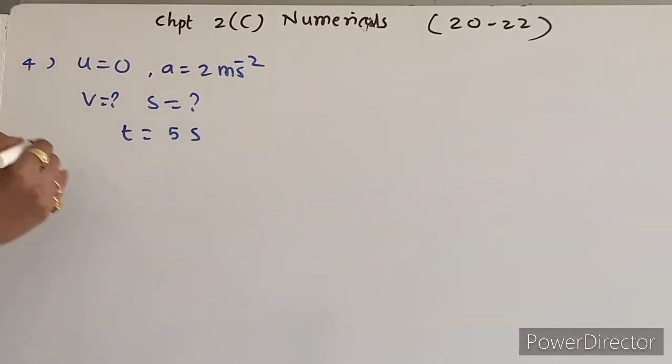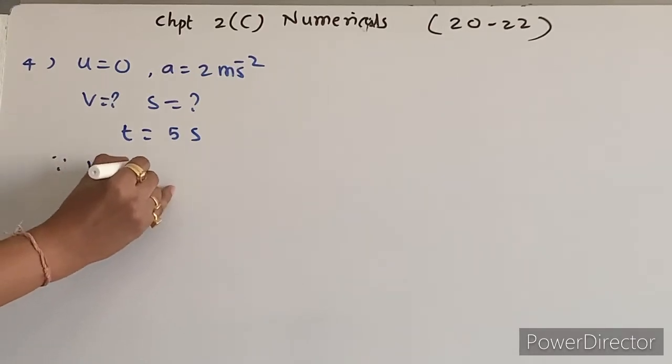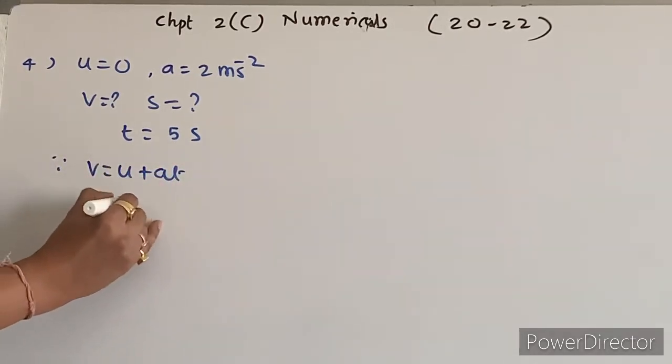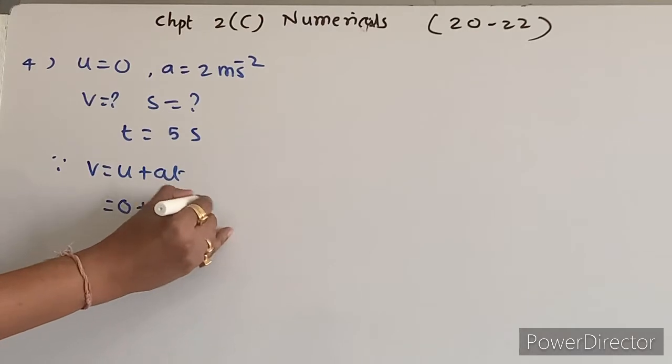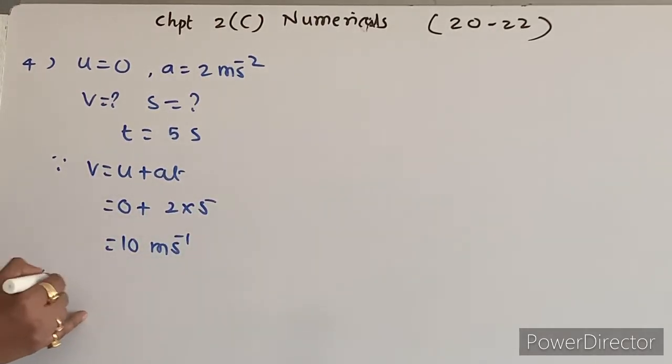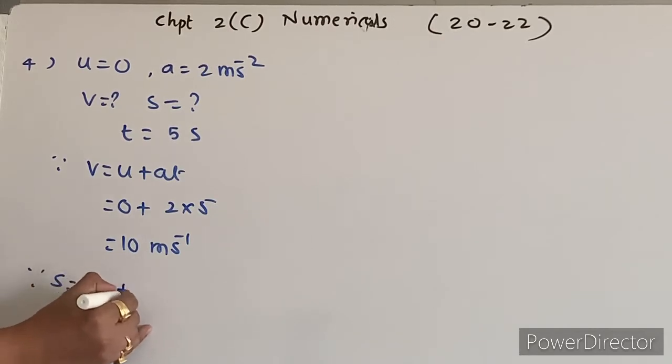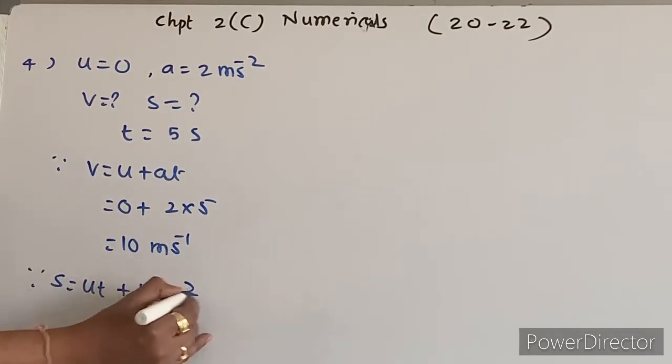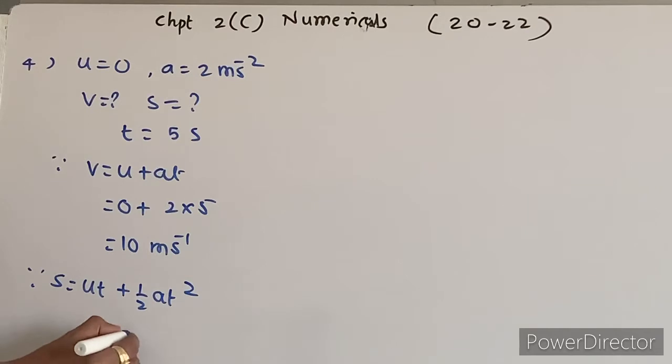So since v is equal to u plus at, it is 0 plus 2 into 5, which is 10 meter per second. And since s is equal to ut plus half at square, this is 0 plus half, a is 2, t is 5 square. This comes out to be 25 meter. This is the fourth one.